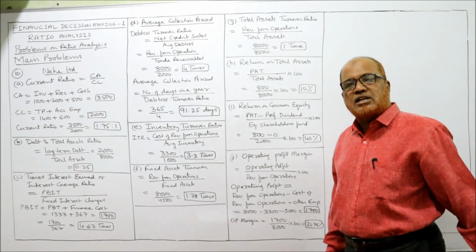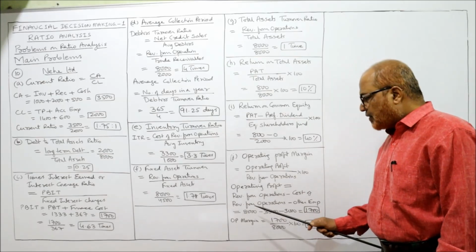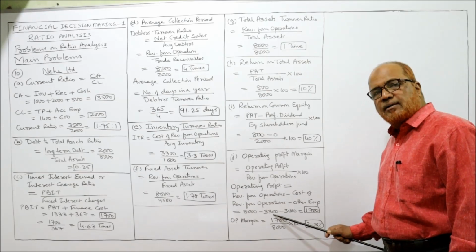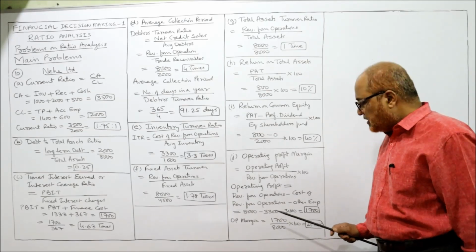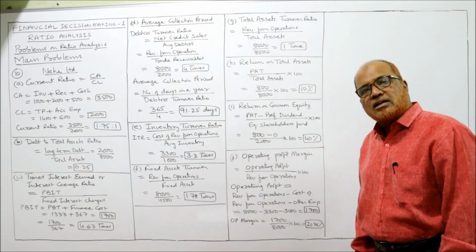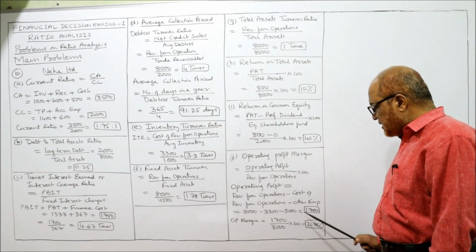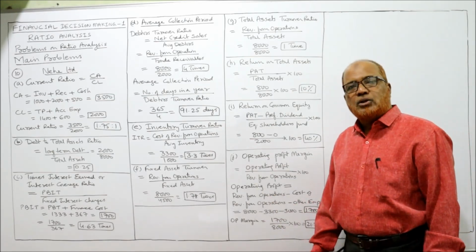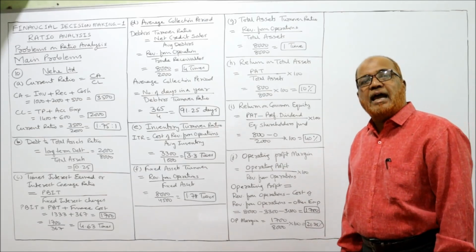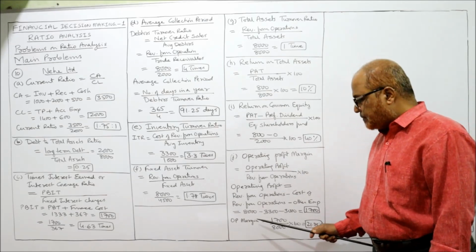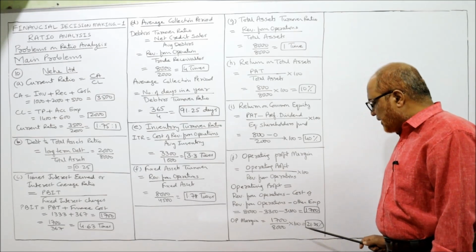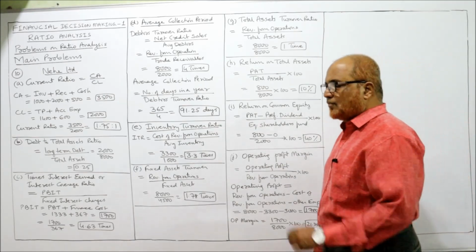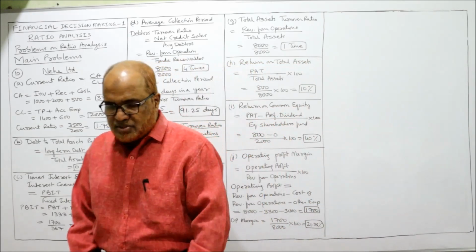You can see the statement of profit and loss. Revenue from operation is 8,000, cost of revenue from operation is 3,300, and other expenses given in the problem are 3,000. Deduct, and you get operating profit of 1,700. Now operating profit margin: 1,700 divided by 8,000 revenue from operation into 100. You will get 21.25%. So we have completed problem number 10.